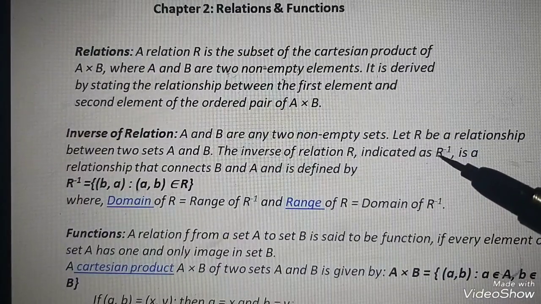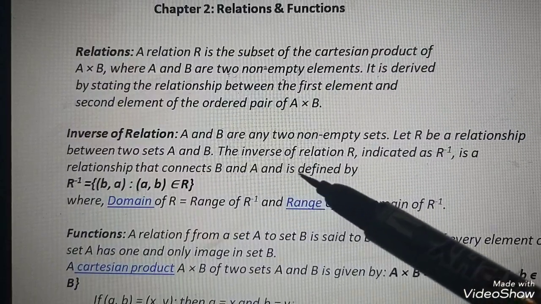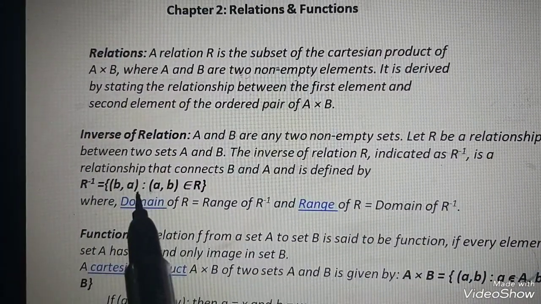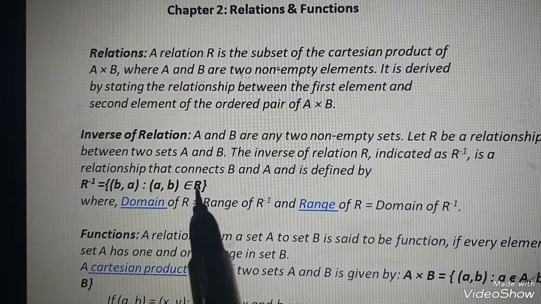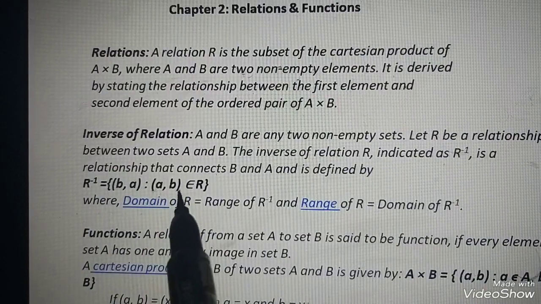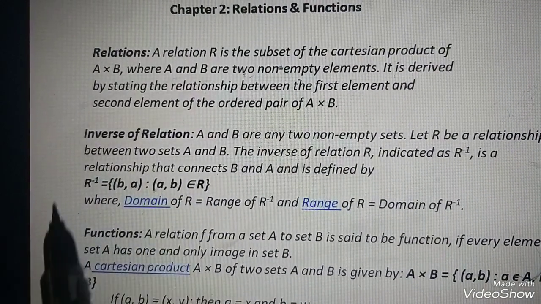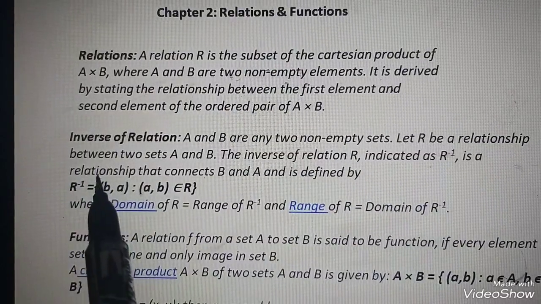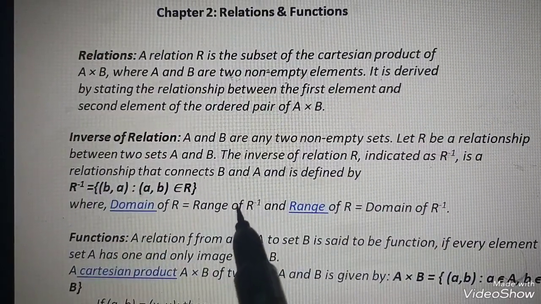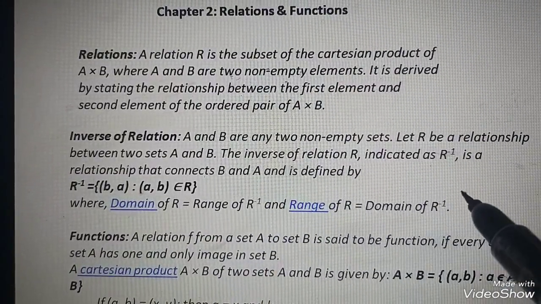That is, inverse of R is a relation that connects B and A, and is defined as R inverse is (B, A) such that (A, B) belongs to R. Okay, this is the inverse of R. (A, B) is reversed, we have to write B comma A, then that becomes R inverse. Okay, domain of R is range of R inverse, and range of R is domain of R inverse.